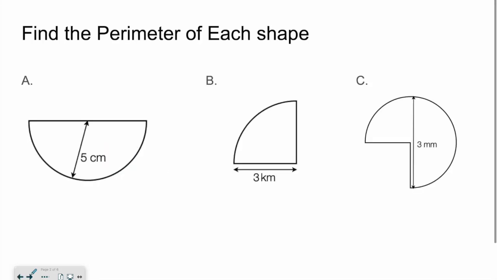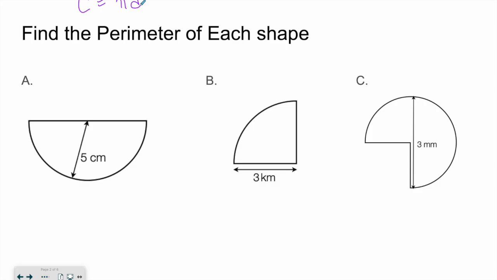Using the same shapes we did for area. And so perimeter, remember, is the distance around the outside. If I have a circle, I'm talking about the circumference, so I do pi times the diameter.